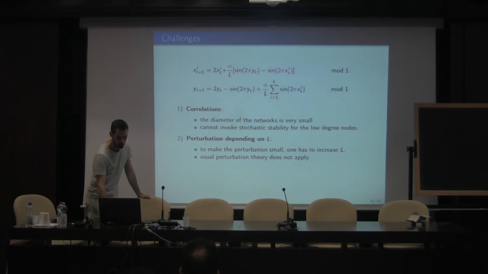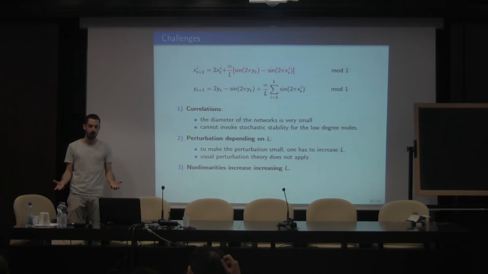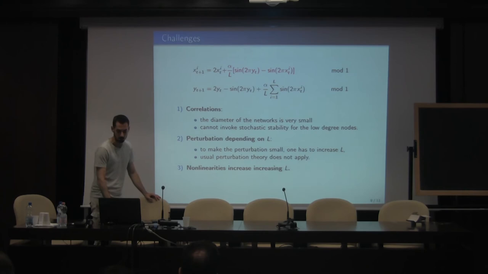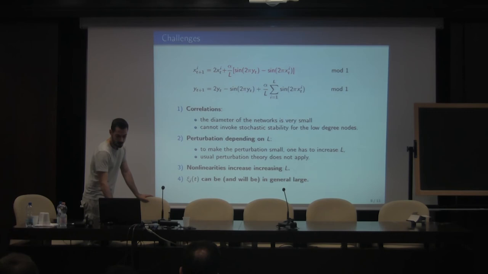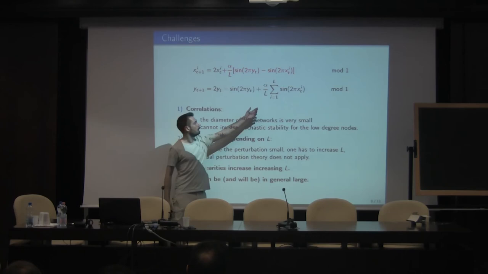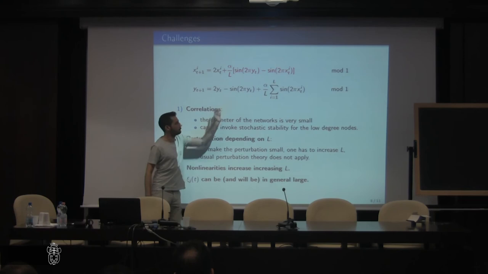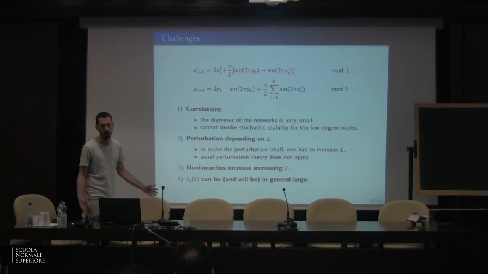Then, of course, related to this is that if you increase the dimension L, also nonlinearities increase because there is a product, and your space is becoming less and less compact. It's always compact for finite L, but the diameter of your space is increasing. And in general, your fluctuation will be really large. So you cannot treat this term here as a mere perturbation to your system. So in general, there is no reason to think this map is uniformly hyperbolic or anything.